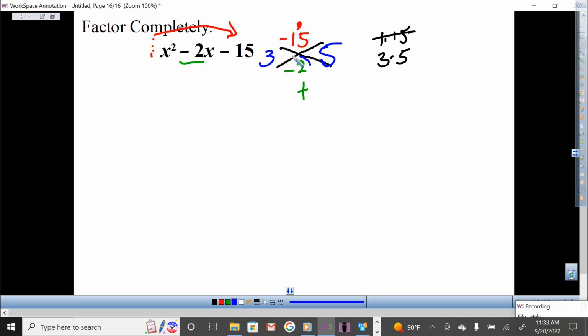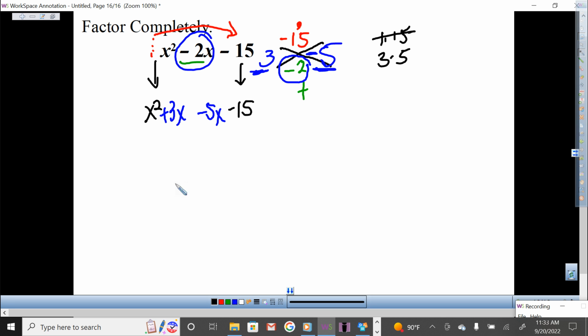So therefore, let's look at the sign of this one. What is the sign of that one? So the biggest one is 5, so that's our negative. So let's bring this down. We got x squared, negative 15. And instead of writing negative 2x, we're going to replace that with 3x and minus 5x. Positive 3x minus 5x.